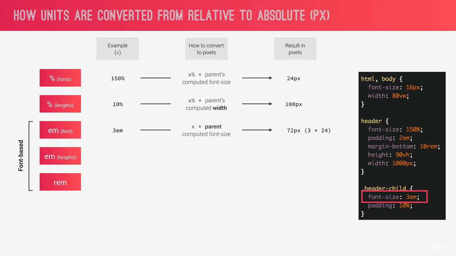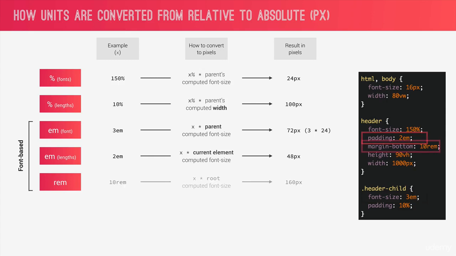In our example, a 3em font size on the header child element results in 72 pixels, simply because that's 3 times the parent's font size, which is 24. So 3 times 24 makes 72. Makes sense? Now, for length, it's just a bit different. The 2em padding on the header, since it's a length measurement, uses the font size of the current element as a reference. And we already know that's 24 pixels, and so 2em will result in a 48 pixel padding. Got it? It's a subtle difference, but an important one. So for fonts, the reference is the parent. For length, the reference is the current element.